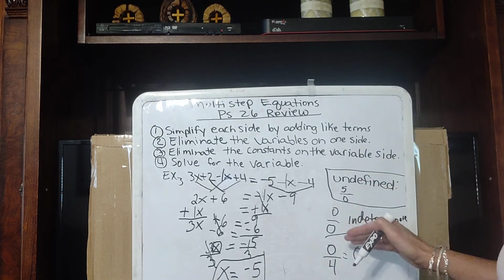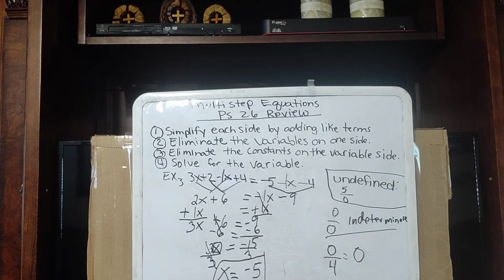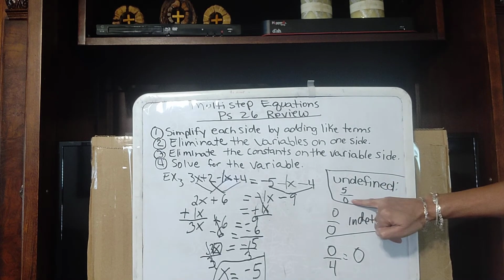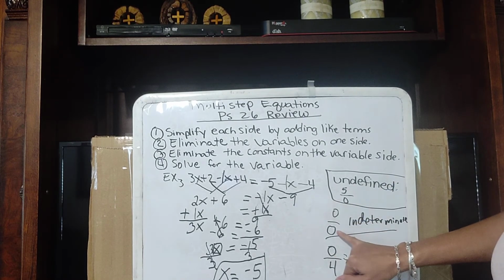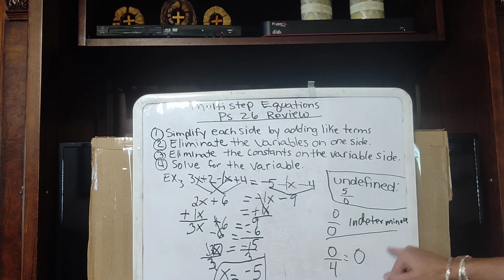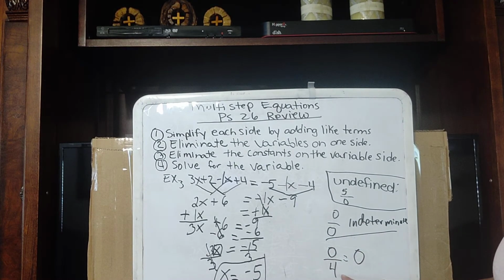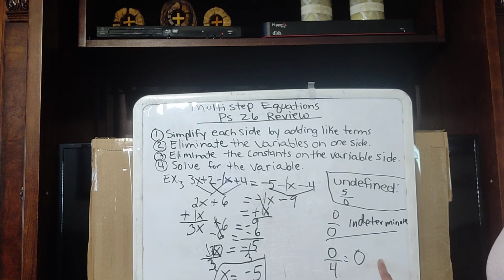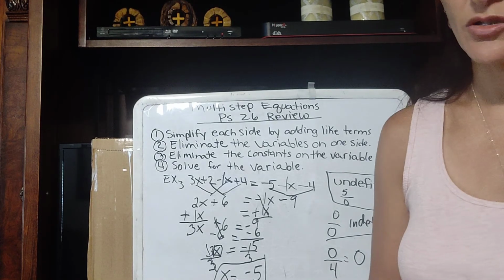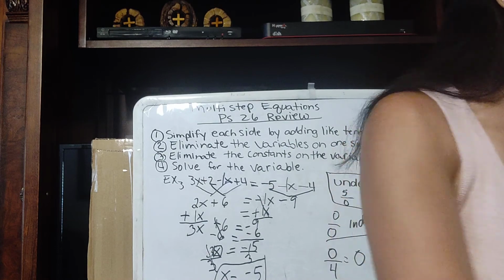So there are 3 different situations you need to be aware of. Undefined has the 0 in the denominator. 0 over 0 would be defined as indeterminate. And then a 0 in the numerator with a valid real number in the denominator, the solution is 0. So please be aware of those different situations.